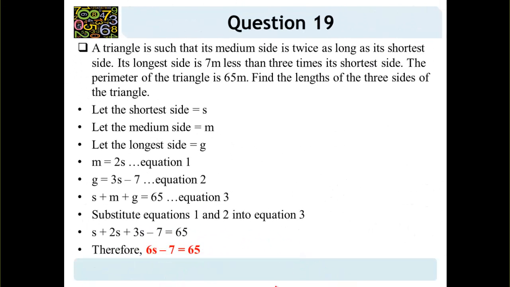Question 19. A triangle is such that its medium side is twice as long as its shortest side. Its longest side is 7 meters less than 3 times its shortest side. The perimeter of the triangle is 65 meters. Find the lengths of the 3 sides of the triangle. Okay, in this case we have a triangle. Let's draw it.